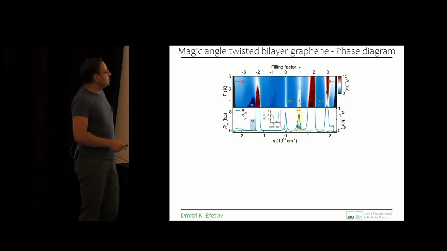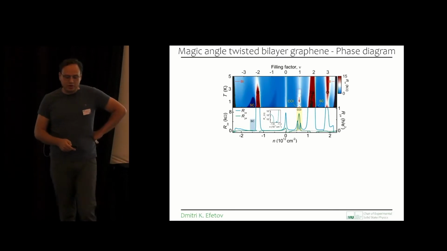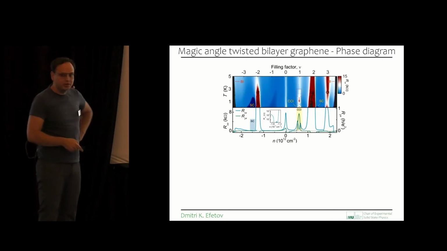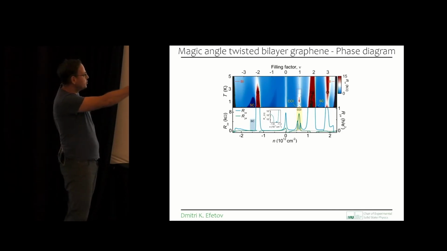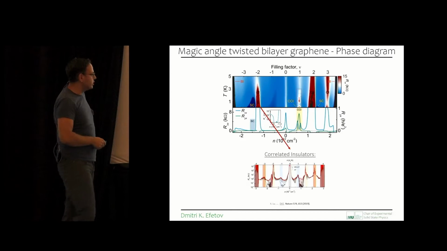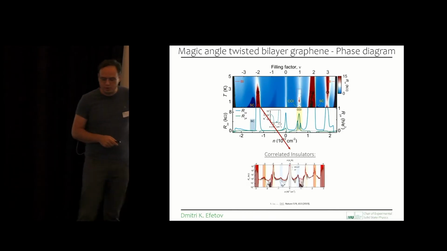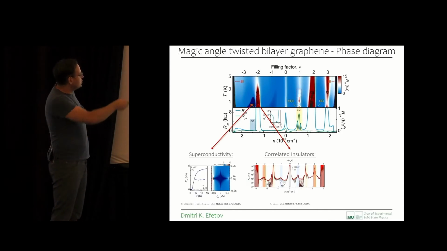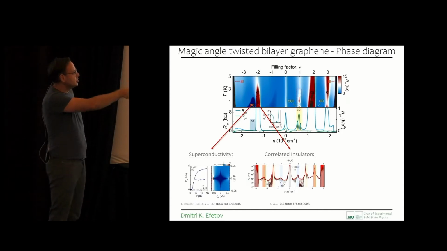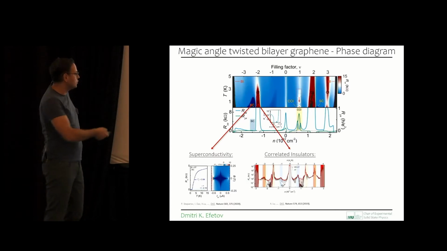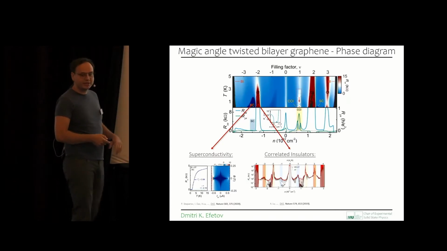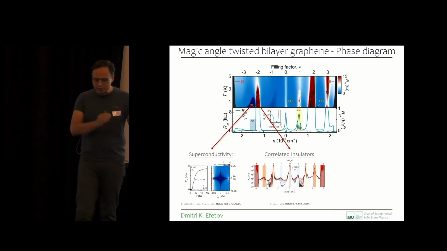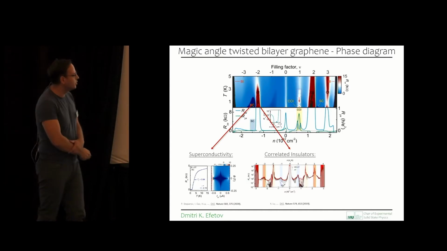And what happens here is that at a lot of the integer fillings, for example here and here, we get highly resistive regions. Those are the red regions where resistance is high, and those are the correlated insulators. I'll talk in more detail about it in a second. Then we also have these dome-shaped blue regions, where resistance drops to 0. Those are our superconducting states, and the superconducting states quite often flank the correlated insulators. I will touch on this again in more detail.